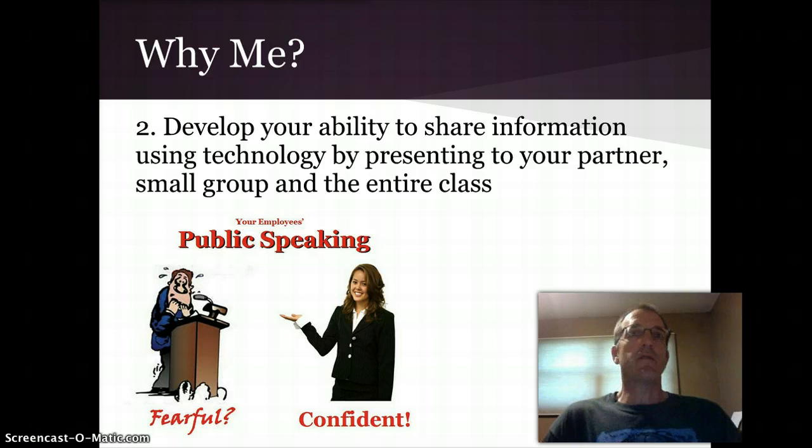Number two, you get to develop your information to share in front of a class. Now, obviously, it's probably the number one fear among most Americans, so why not practice it in a safe environment? And you're going to use your technology, but notice the technology is a tool. It's not the only thing you're using. You're going to present to a partner. You get a chance to present to a small group as practice, and then, of course, also to the entire class.